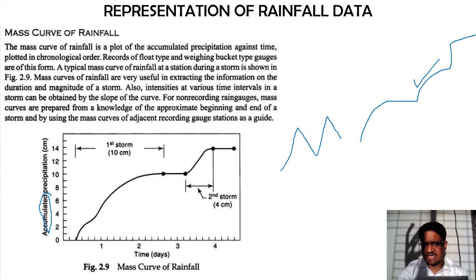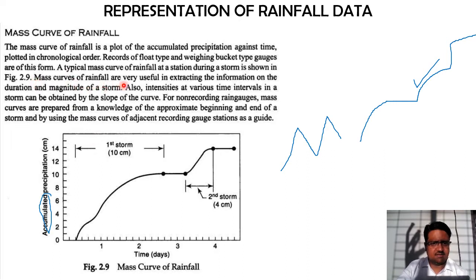A similar aspect is here in this graph. You can see there is no point at which the elevation has reduced. When there is no rainfall, it remains constant but has not come down. That is nothing but your cumulative precipitation, plotted against time in chronological order. Records of float type and weighing bucket type gauges are in this form. As we have explained earlier, a typical mass curve of rainfall at a station during a storm is shown in the figure. So this is that figure.